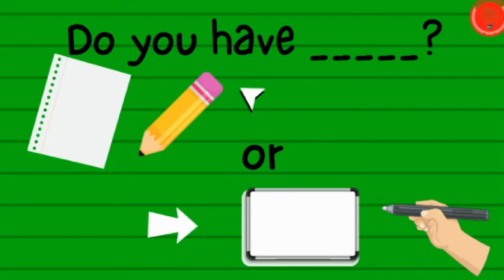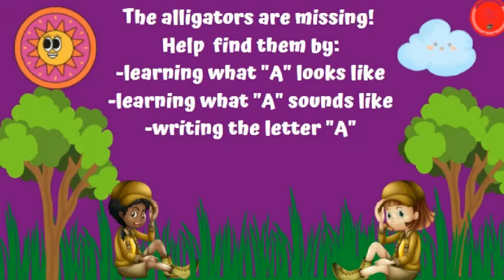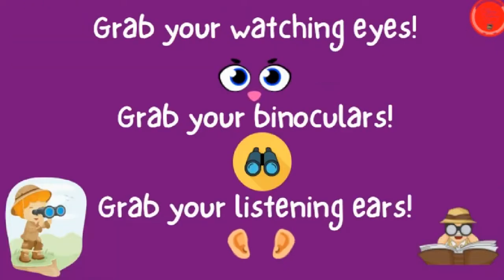Do you have a paper and pencil, a whiteboard, and a marker? Let's get started. Today we'll be looking for alligators. Here's what we have to do to find those alligators. Learn what the letter A looks like, learn what it sounds like, and by writing the letter A. Go ahead and grab your binoculars so we can look out for those alligators.